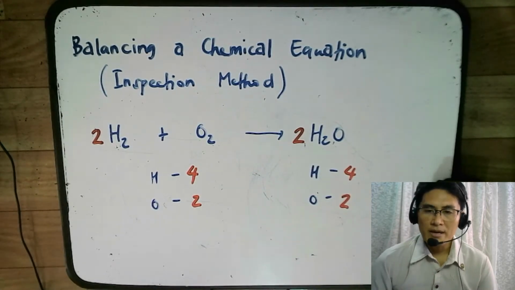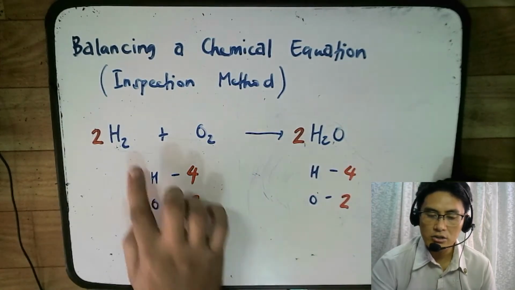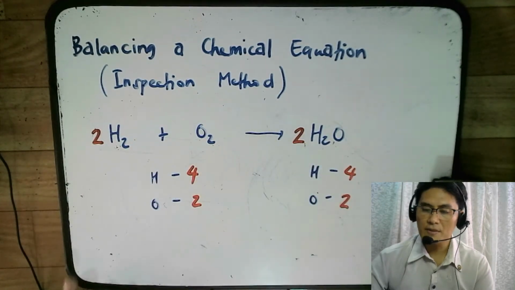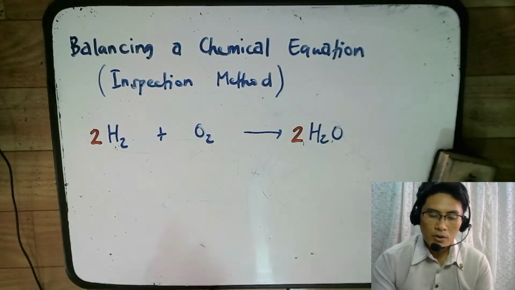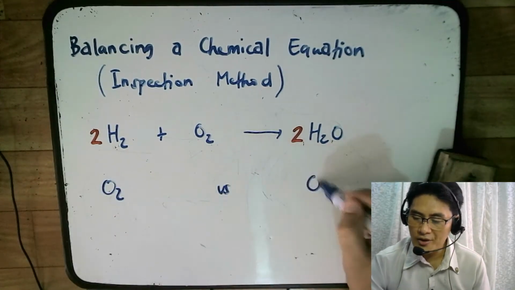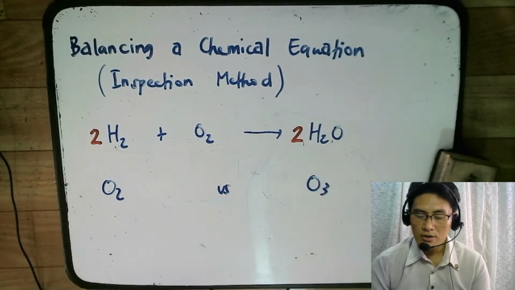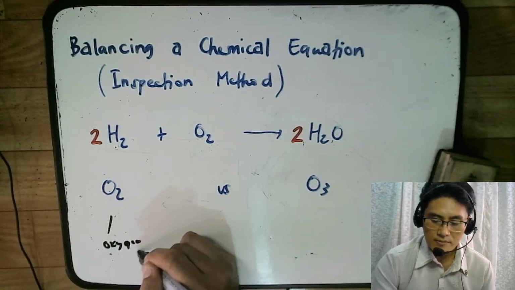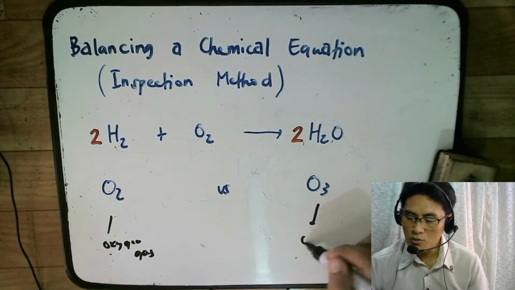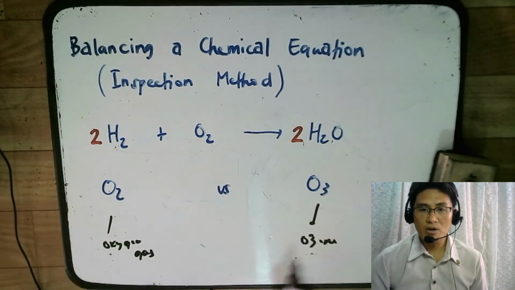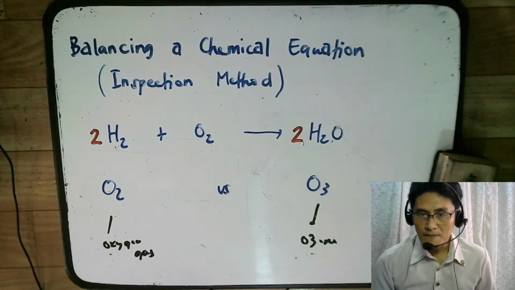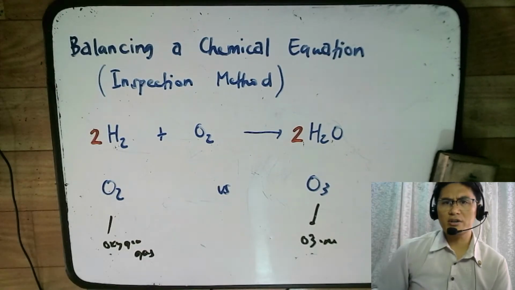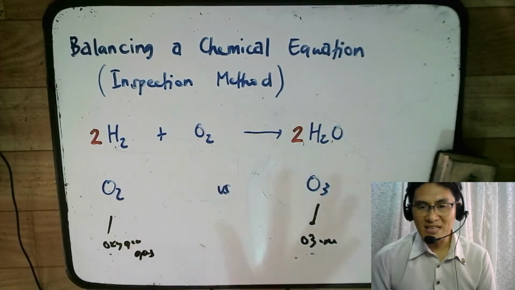Just remember, in balancing an equation, you cannot change the subscript. You can only change the coefficient, because remember, if you have, for example, O2 versus O3, this means oxygen gas, while this means ozone, the chemical that makes up the ozone layer. So if you change the subscript, you are changing the composition of the substance that is involved. That's not good. The equation is meant to be like that.